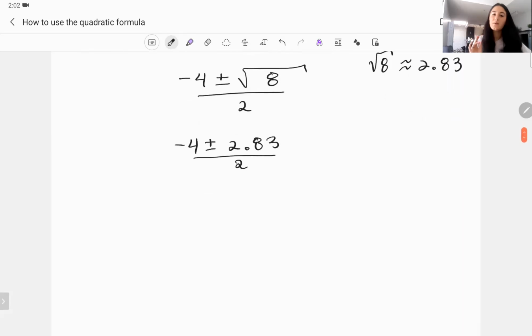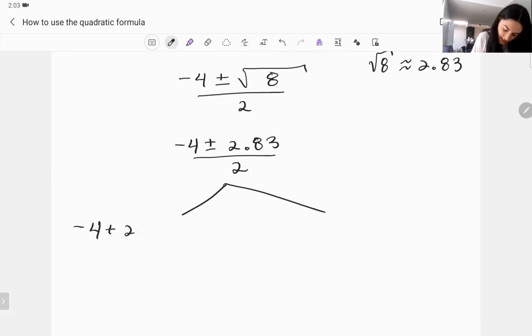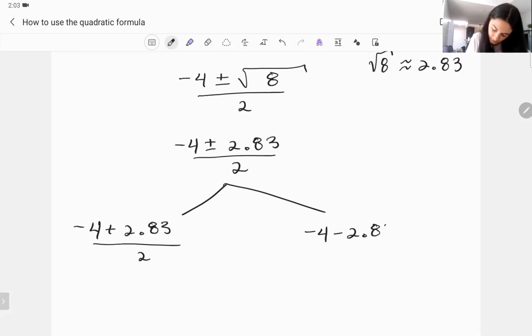So now, this is the point where we split this into two answers. One is going to be the answer with the plus in the expression, and the other is going to be the answer with the minus in the expression. Let me go through and fix that too. Okay, so now we're going to split into two answers. One is going to be the minus 4 plus the 2.83 over 2. And then the other one is going to be the minus 4 minus the 2.83 over 2.